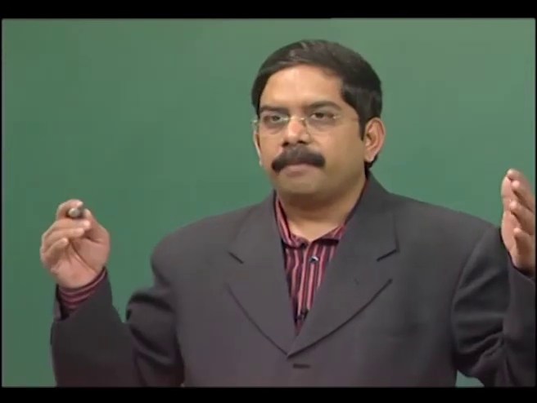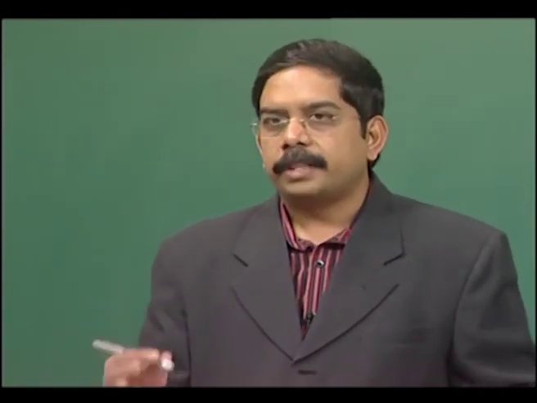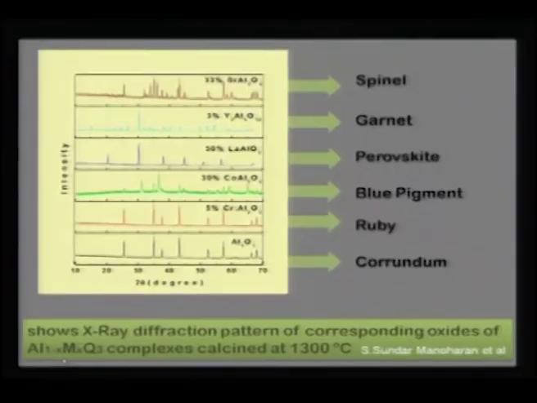So, these are very potential precursors which can be used to translate into corresponding oxides, and here is the cartoon which gives you a clear indication. For example, strontium aluminate, this is a spinel form, yttrium aluminum garnet is a garnet type, LaAlO3 is a perovskite, then you have cobalt aluminate, which is a spinel and it is also used as a blue pigment.